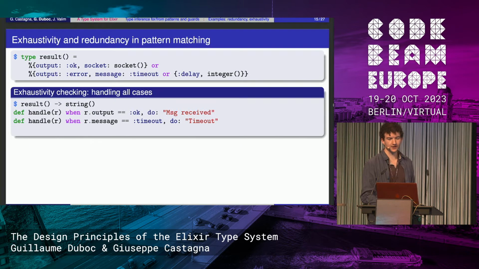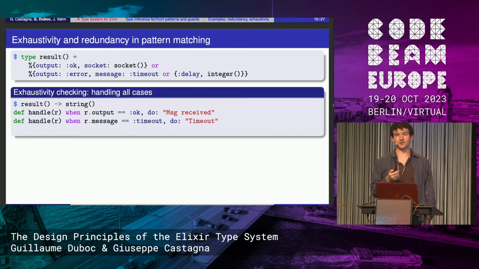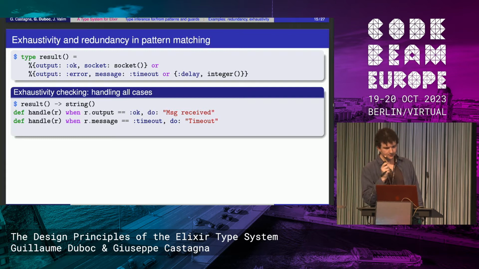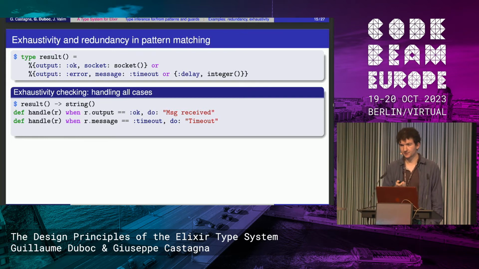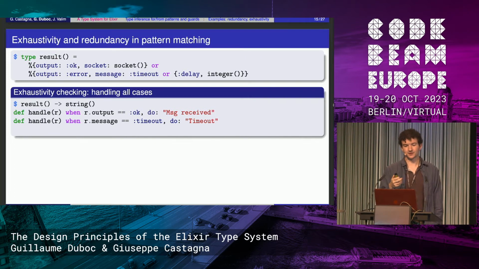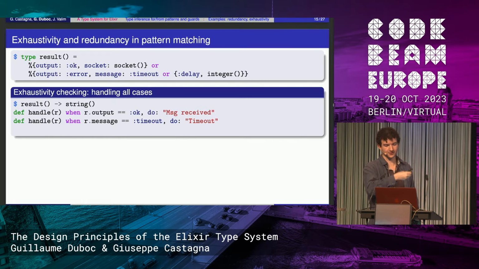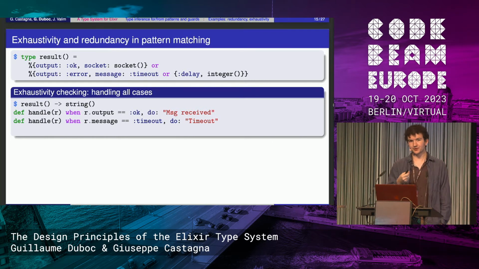Let's say you are handling this result with pattern matching, and in this function handle, in the first clause, you match on the error output being OK. So you match the first part of the type, right? In the second one, you're going to match on error message being the timeout atom.